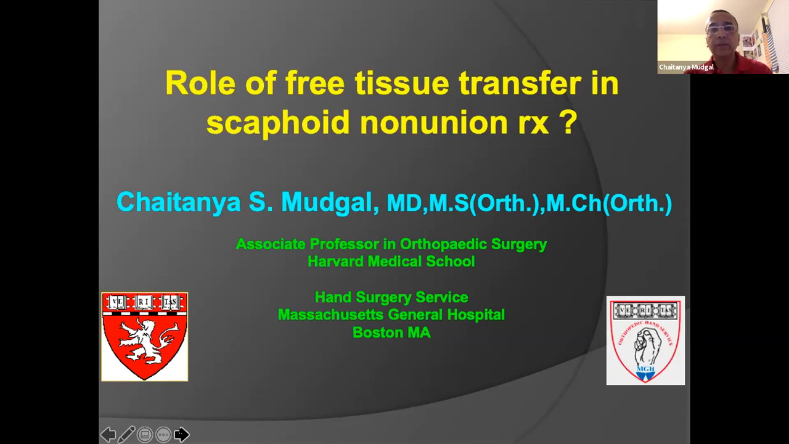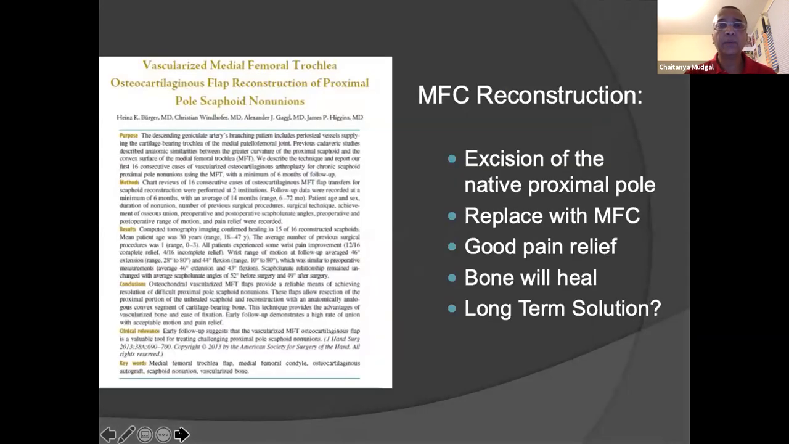Let's take this one step further. What about free tissue transfer? Because we are bandying this about, must medial femoral condyle or medial femoral trochlea be used? Well, it was all popularized by this paper from Berger and Higgins, where they considered using an MFC reconstruction by excision of the proximal pole and replacing it with the MFC.